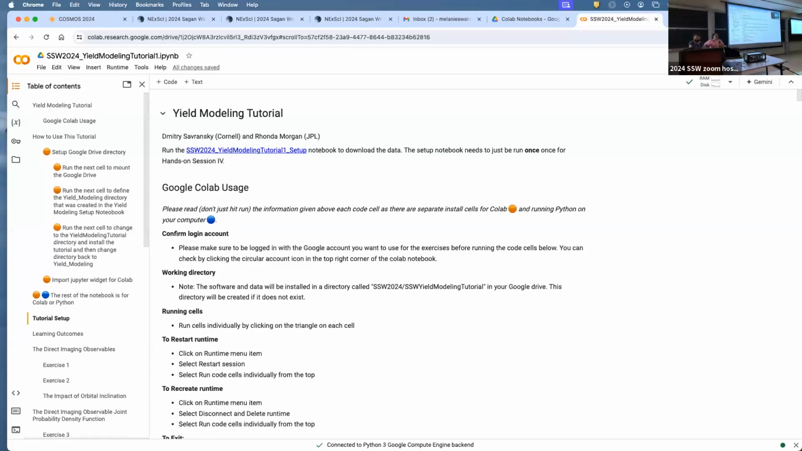All right, everyone, it is my pleasure today to bring you the hands-on session on yield modeling. And I must give full credit to Dmitry Savransky because he programmed this whole tutorial as well as the group project that you'll have the opportunity to work on tomorrow. But I'm the one in the room, so I'm the one that is going to lead you through this, and Dmitry's online in case we need additional help or commentary.